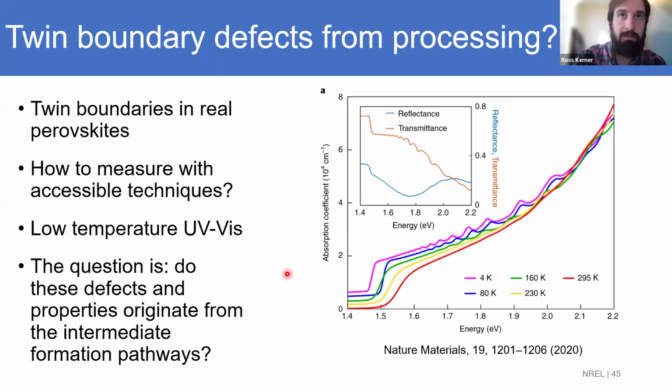And you could even go a step further and say, if I see red at any point in my intermediates in my perovskite film formation, should I expect a high density of twinning defects? Should I avoid that red and orange? Or what can I do to avoid that? And does it give me better perovskite material properties?